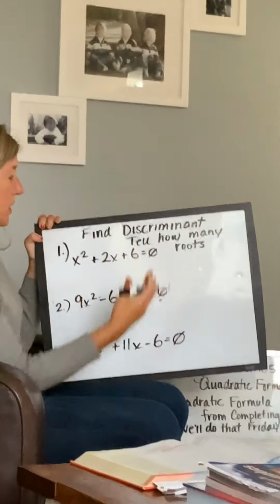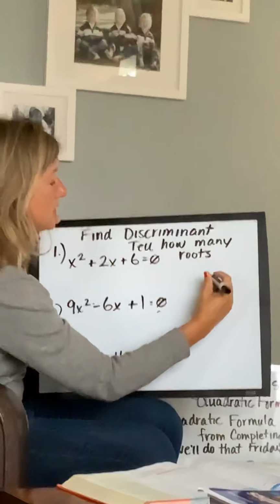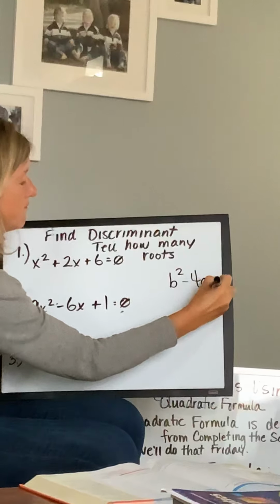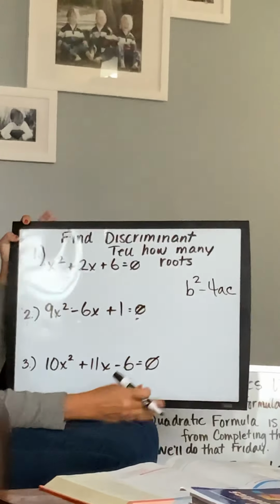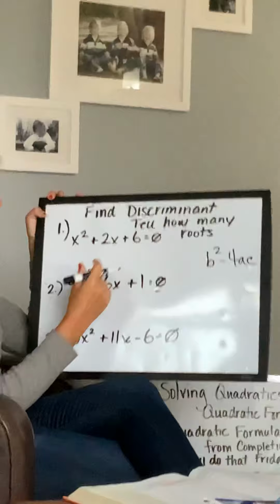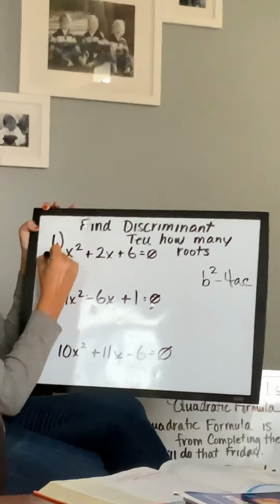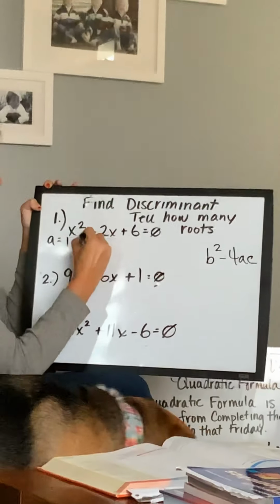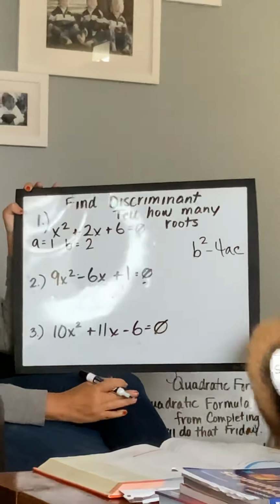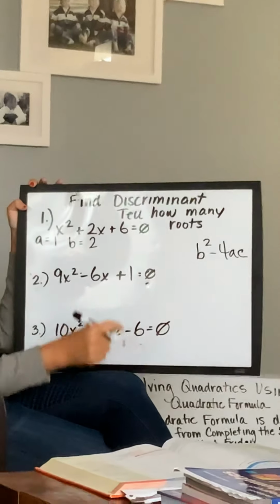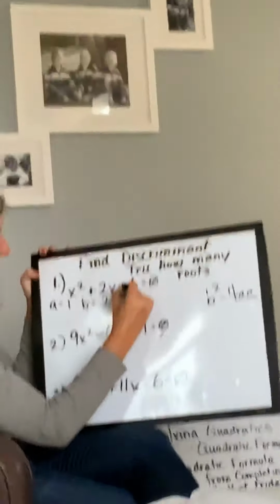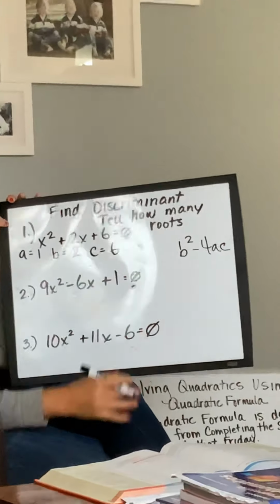So we're going to find the discriminant and we're going to tell how many roots. So b squared minus 4ac, okay? So first thing I suggest is that you write your values out for a, b, and c. Okay, so what's a? a is 1. All right, there's nothing in front of it. b is 2. Positive 2, right guys? Yes. And c is 6. Okay?